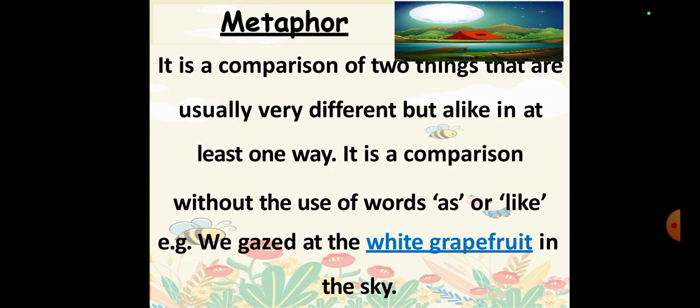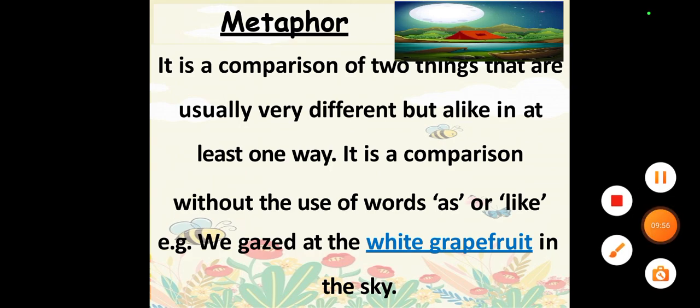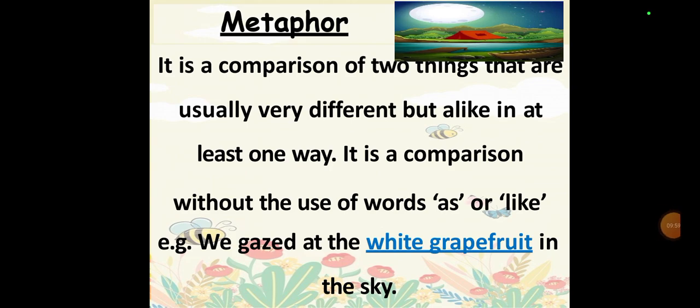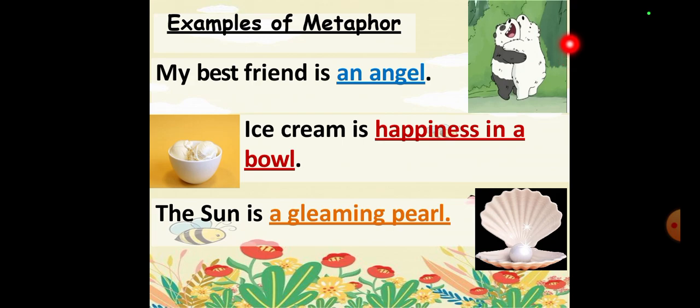Okay, so metaphor is simpler and easier than simile. Most of you, I think, believe that metaphor is hard, but it's not hard. It's a comparison between two things where we do not use "as" or "like," and we directly say something to someone. Whereas in simile, what do we do? In simile we talk about two things that are literally different, but we use "as" or "like" to talk about them. But in metaphor there is no such usage. We just directly talk about something. Examples of metaphor: my best friend is an angel.